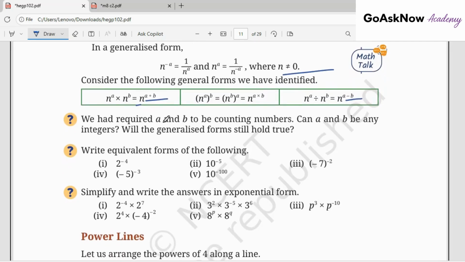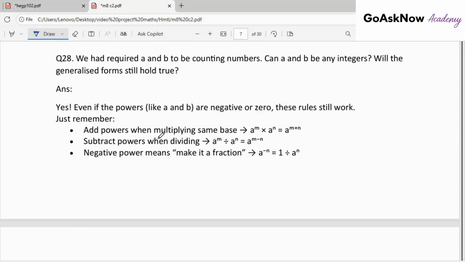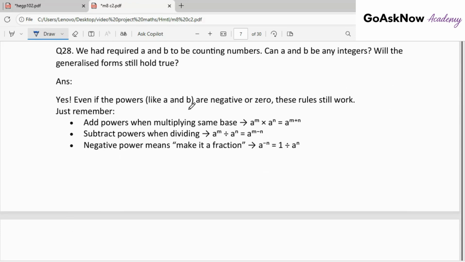We have required a and b to be counting numbers. Can a and b be any integers? Will the generalized form still hold true? Yes, even if the powers a and b are negative or 0, these rules still work.